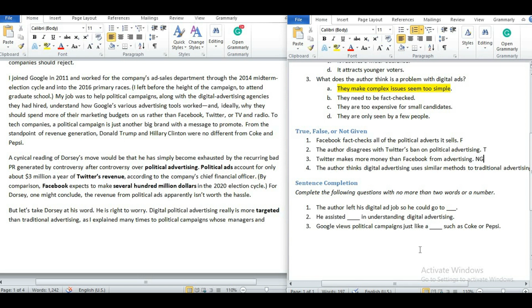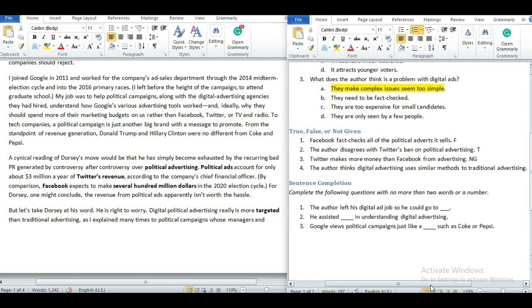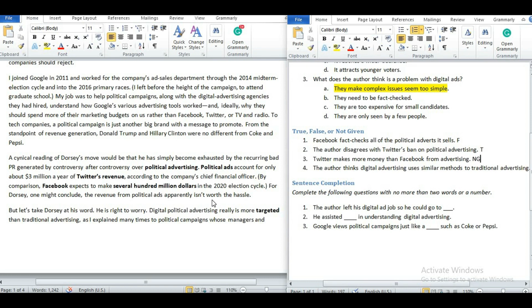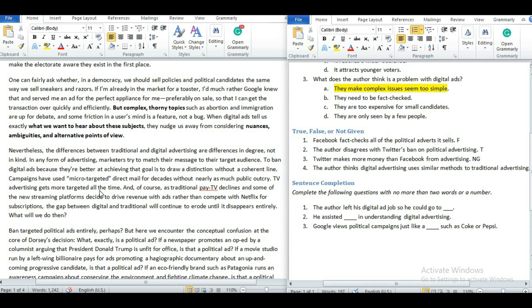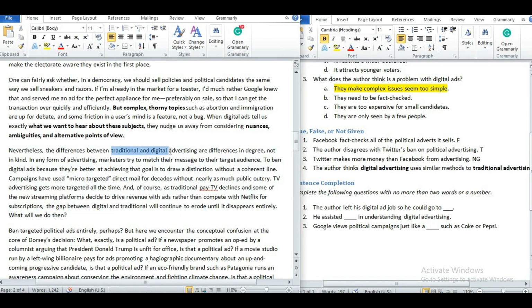Finally, the author thinks that digital advertising uses similar methods to traditional advertising. So where can we find this then? If we scroll down further on, then we can find some language that suggests down here that we are comparing one form of advertising to another. So first of all, let's think about the keywords. So we're looking for traditional advertising and we're looking for digital advertising. Can we find these together? Yes. So, there we go. Traditional and digital advertising. And then we've got differences.